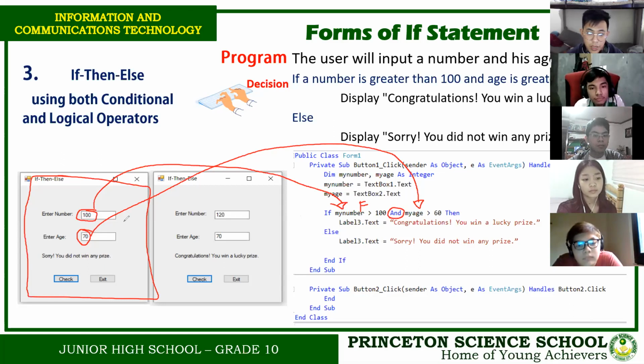For the second statement, it is 70. So 70 is greater than 60. That is true, but we already have a false statement, which means the answer here is already false, thus skipping the first option and displaying the second VB expression. Okay, is that clear?